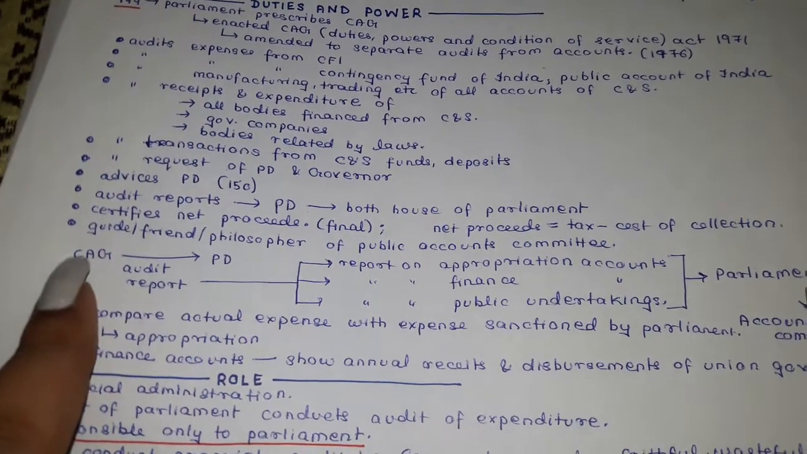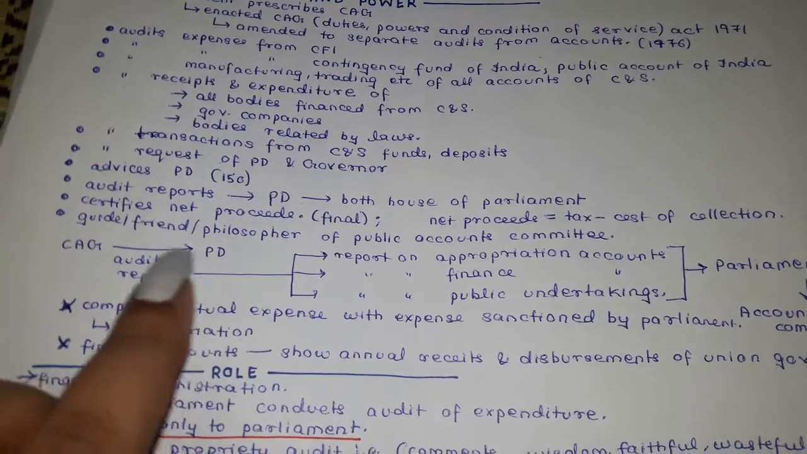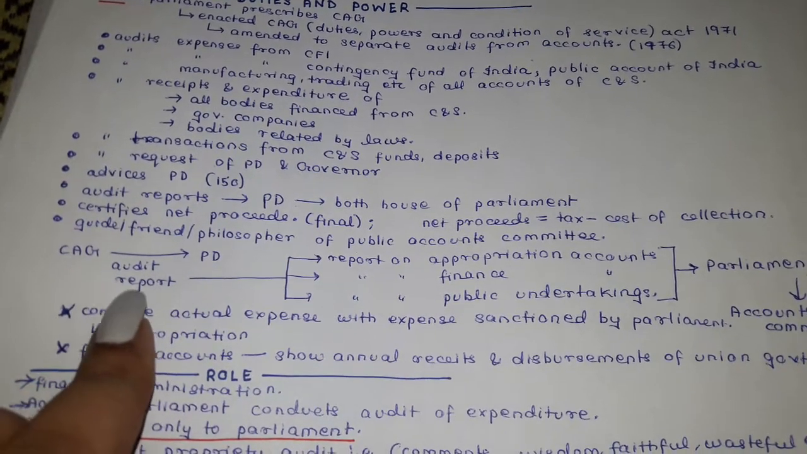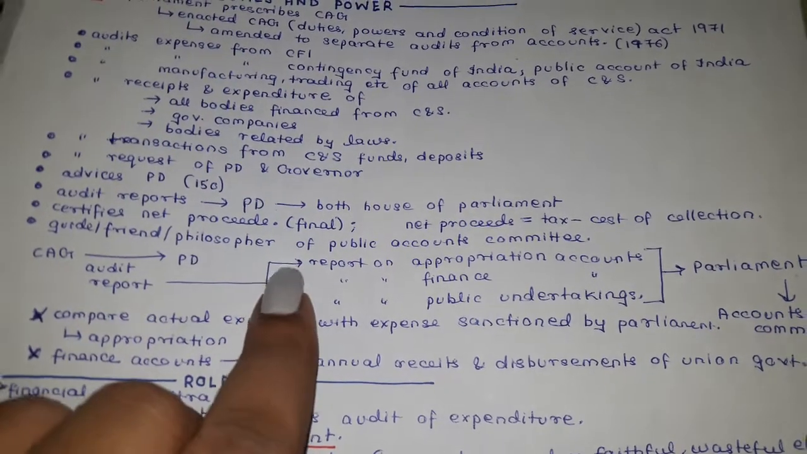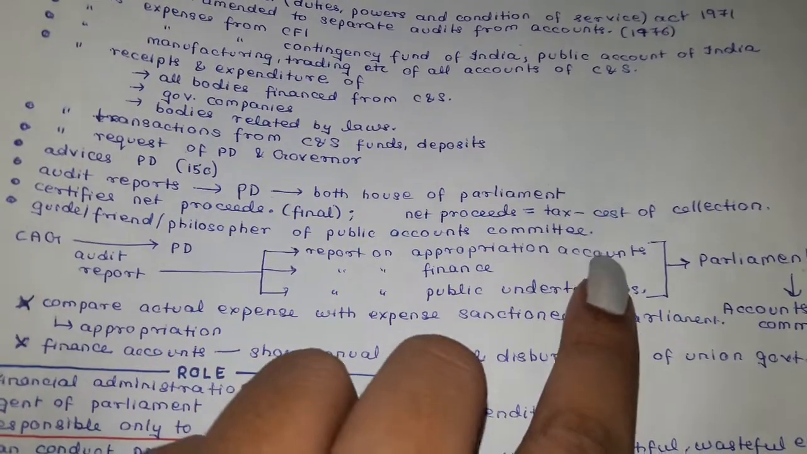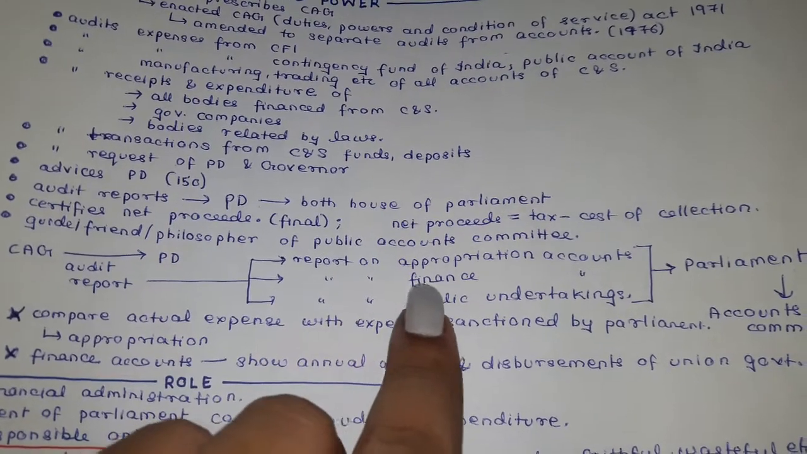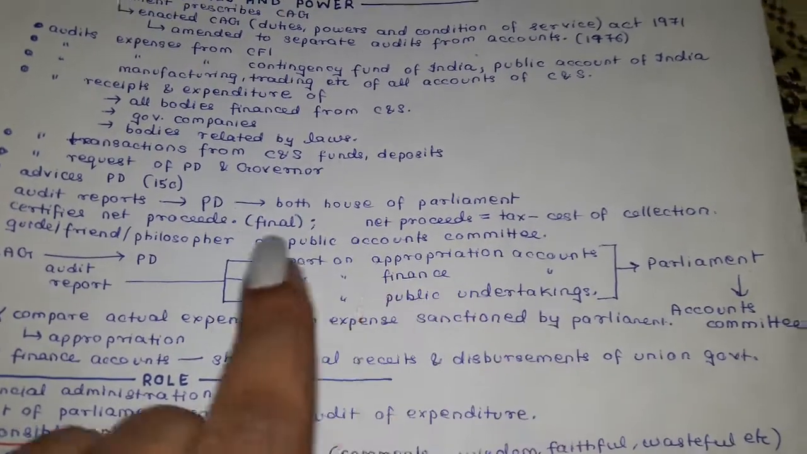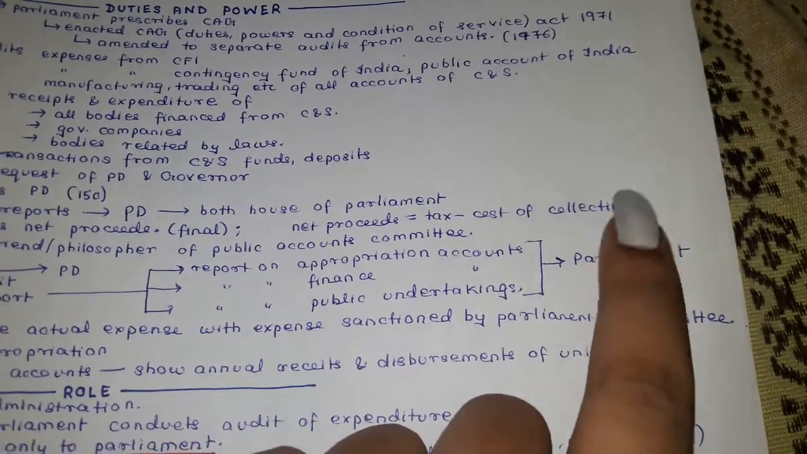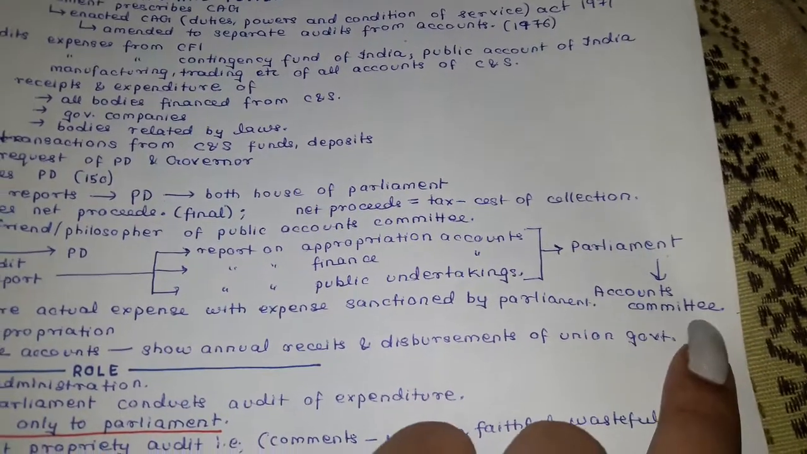Now CAG gives report to the President, his audit reports. He has 3 audit reports to be submitted to the President. These 3 reports are audit report on appropriation accounts, audit report on finance accounts, audit report on public undertakings. Okay, these 3 reports go to the Parliament and are verified by Accounts Committee.